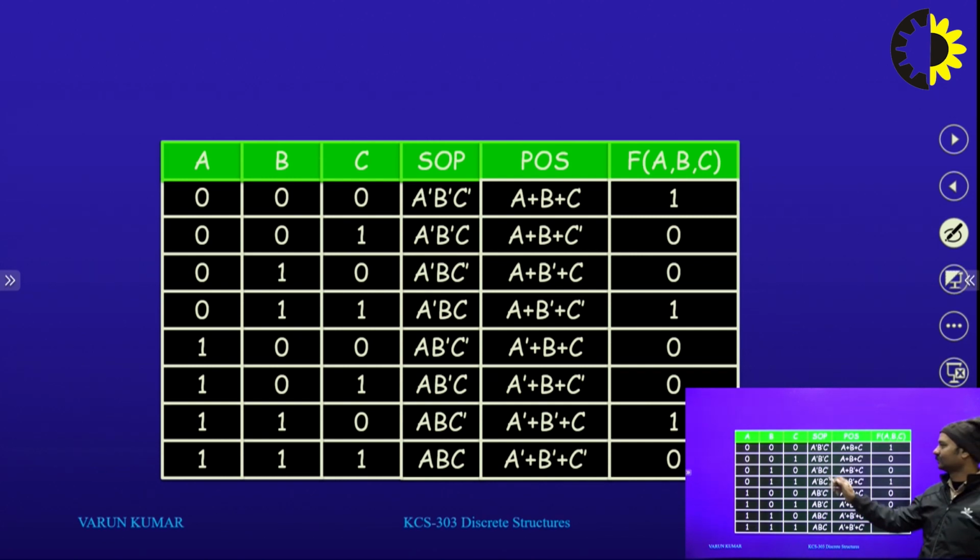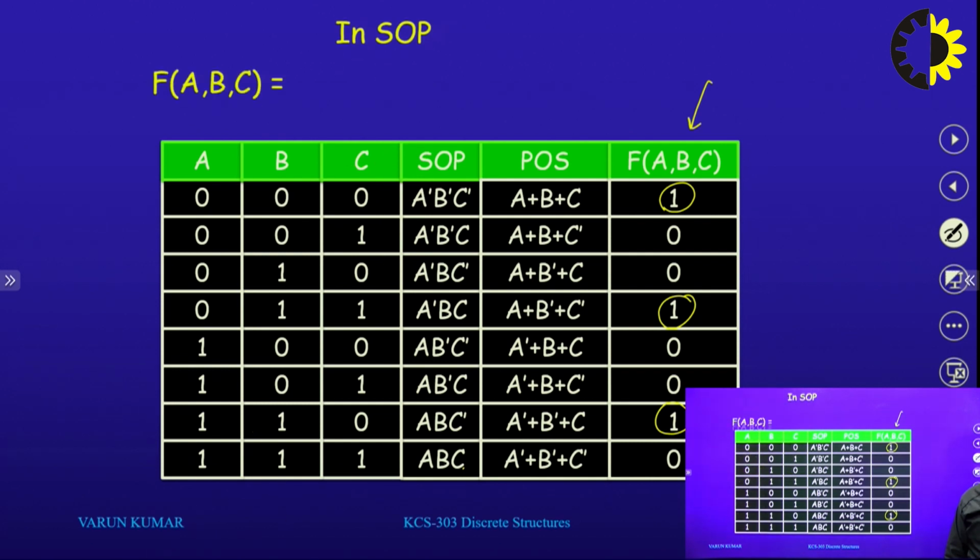We write all of them: 0 0 0 is A bar, B bar, C bar, and similarly up to ABC. In POS, 0 is converted into the literal, B also, then C, and 1 1 1 becomes A bar plus B bar plus C bar. So our objective is to define this particular function in SOP and POS. For SOP we count only the 1s, so we have only 3 terms in SOP and the remaining 5 terms in POS.